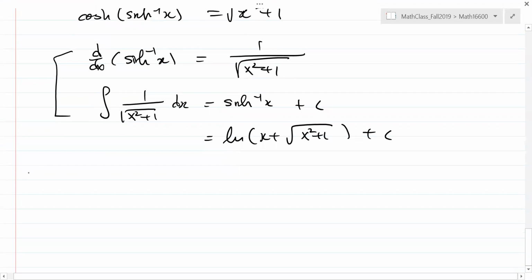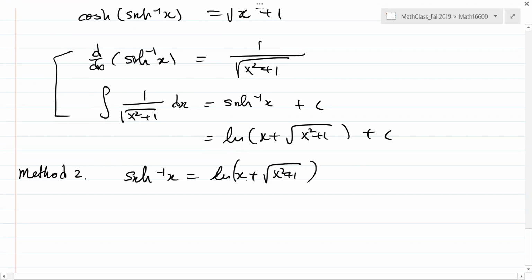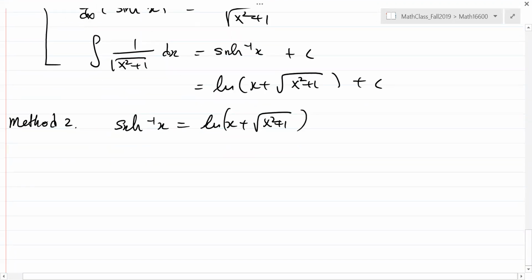What is the second method? The second method is to just differentiate directly, because you know what this is. So you just differentiate directly, and you end up with the same answer. That's a good exercise: differentiate directly.